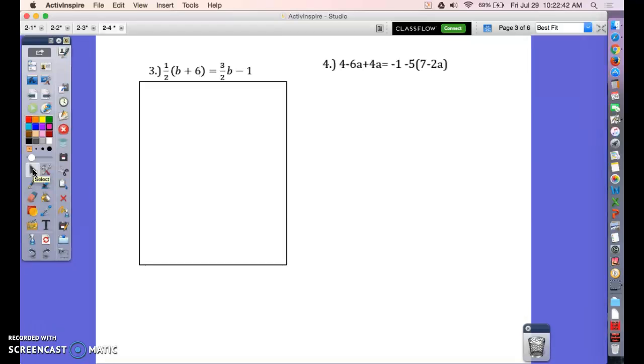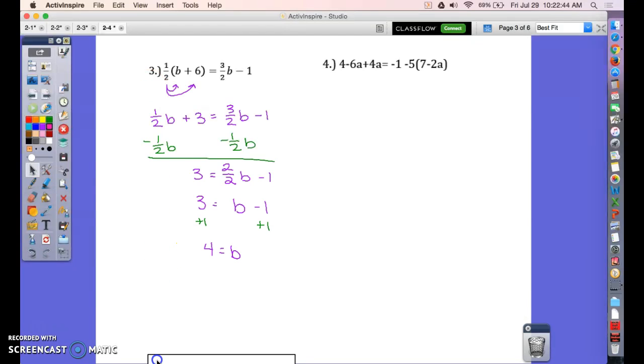Looking at number 3, I hope you've already tried this one. I would distribute first, okay? You have this 1/2 outside of the parentheses. You need to multiply that by everything on the inside. Now, where do you have more variables? 1/2 or 3/2? We have 1/2 b over here and 3/2 b over here. On the right, there are more. So I would subtract 1/2 b on both sides.